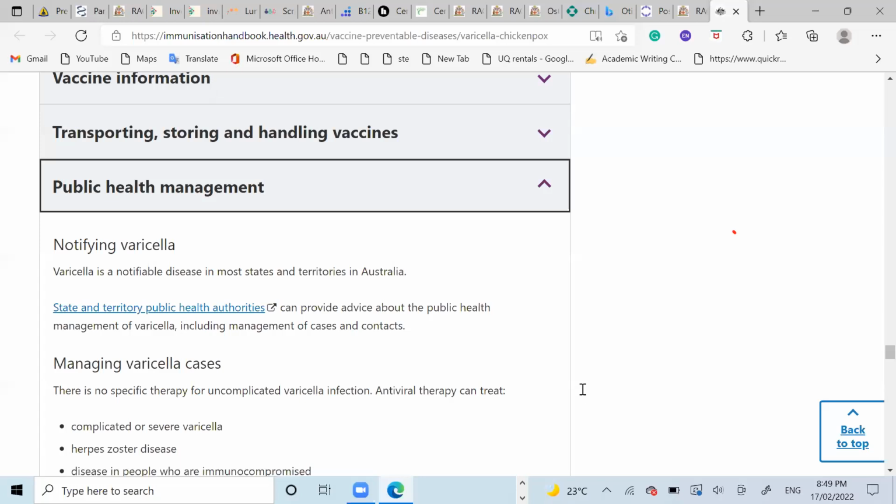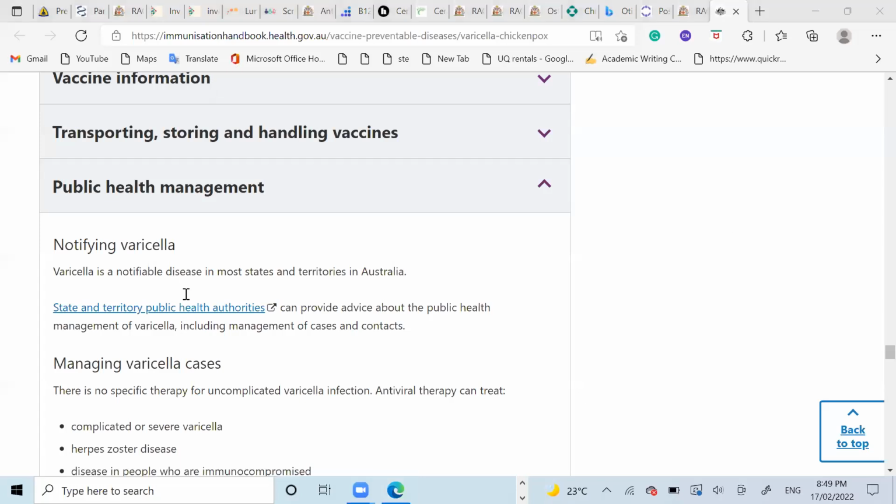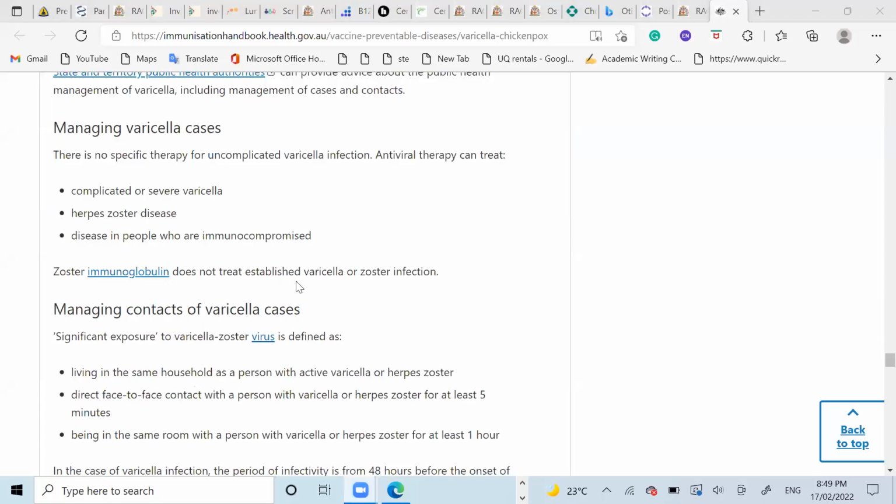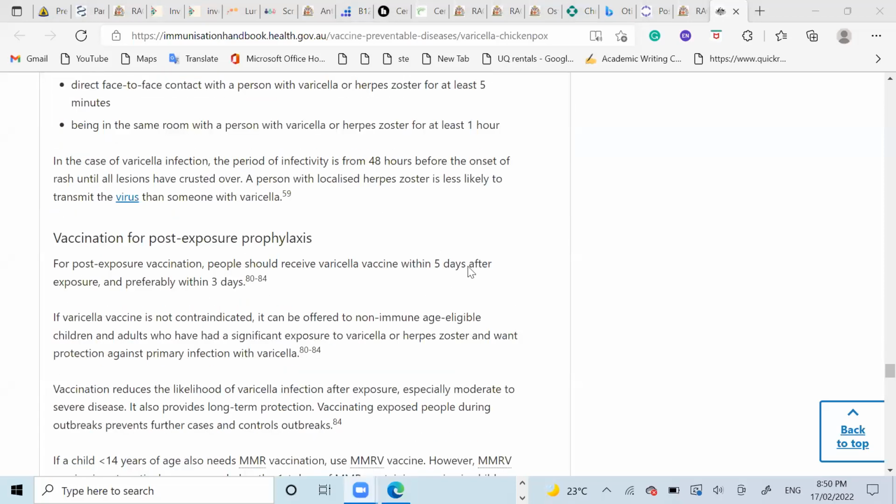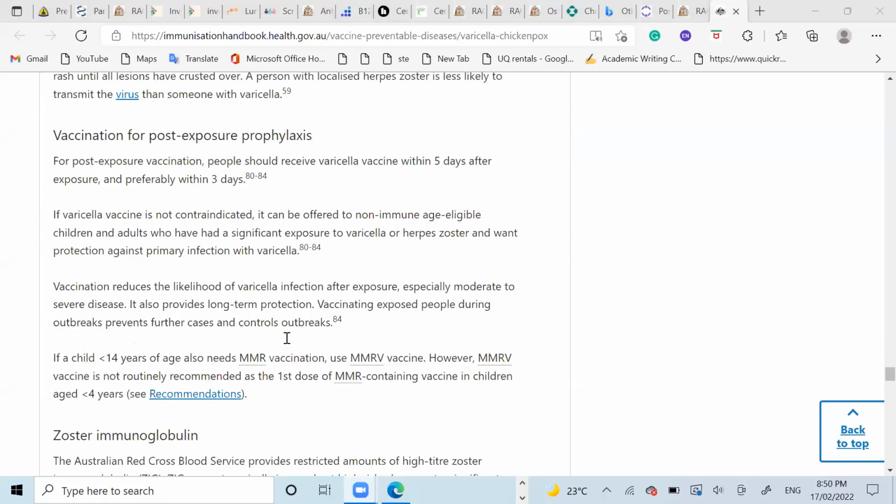All right. What you have to do in the post-exposure prophylaxis: a contact of the index case should receive varicella vaccine within 5 days of exposure or preferably within 3 days. All right, so this was our question.